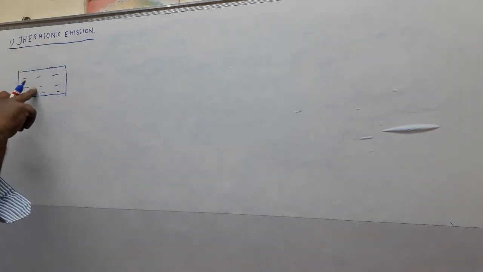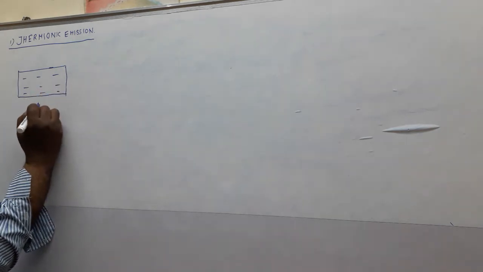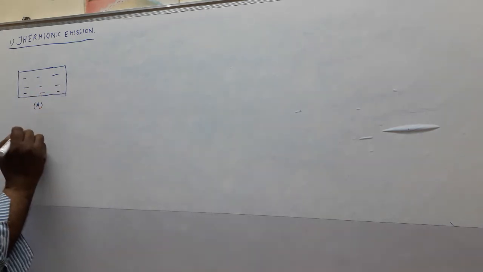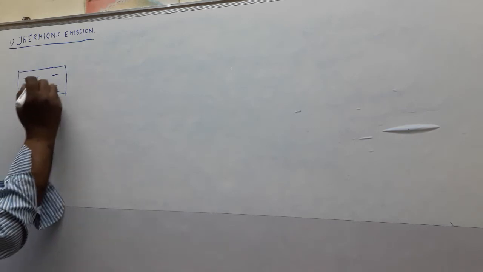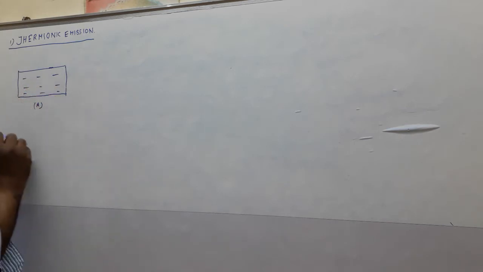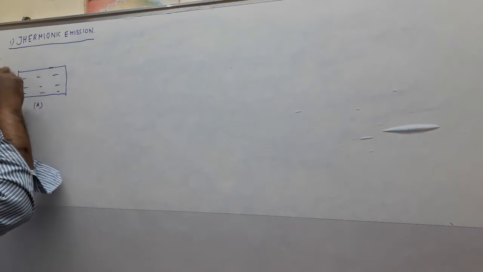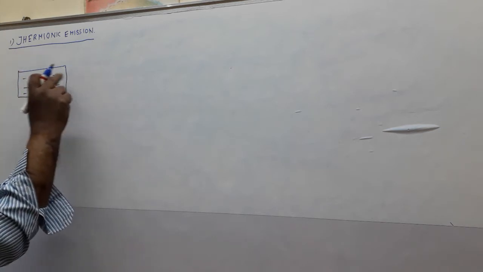Now, this is called figure A. Let us assume that in figure A, there is no free electron outside the metal, only inside the metal. That means there is no emission of electron.